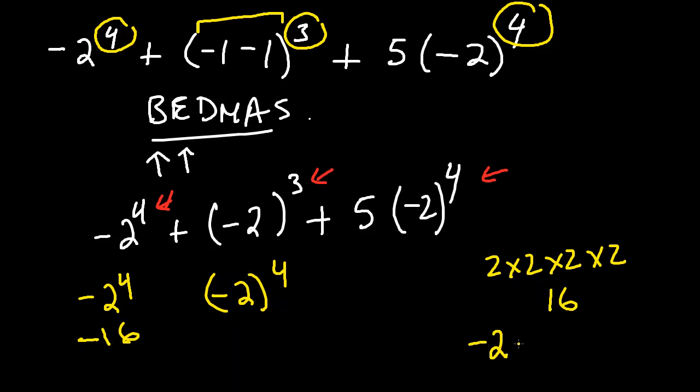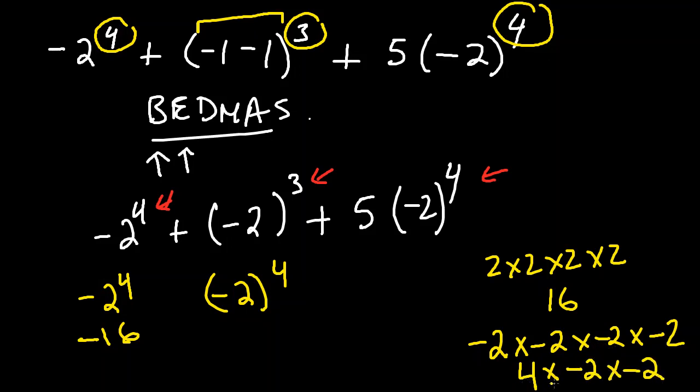We would have a minus 2 times a minus 2 times a minus 2 times a minus 2, right? So a minus 2 times a minus 2 gives us a positive 4, right? Then we have that being multiplied by minus 2 here, and then that being multiplied by minus 2. So what's 4 times minus 2? It's negative 8, right? 4 times minus 2 is negative 8.